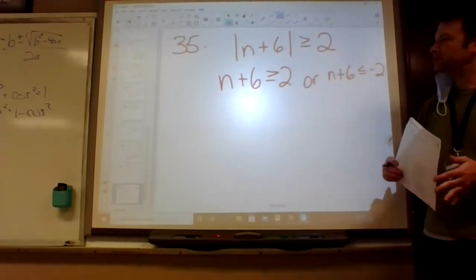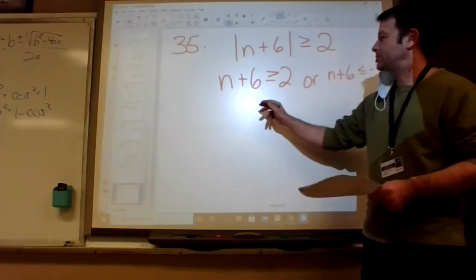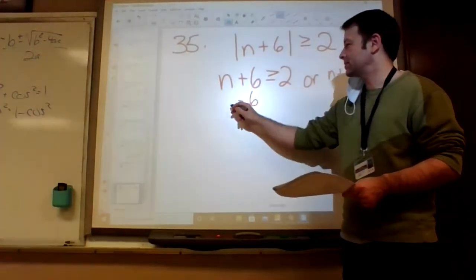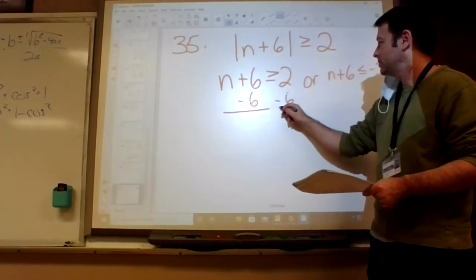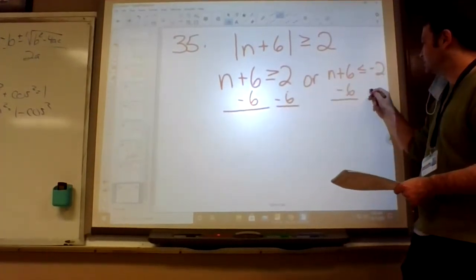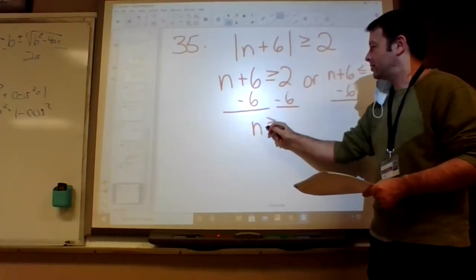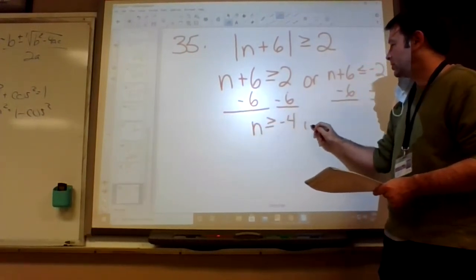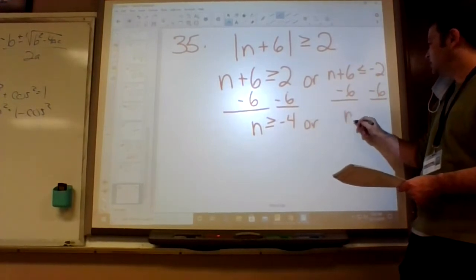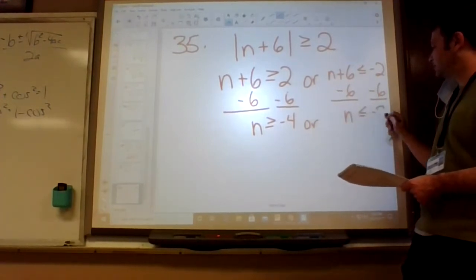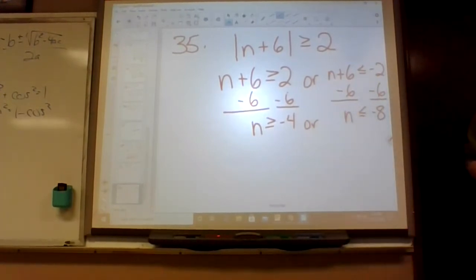Okay. No, you solve for n. So you have to subtract 6 on both of these, basically. So n is greater than or equal to -4, or n is less than or equal to -8. This is definitely a problem that people miss. Absolute value problems.